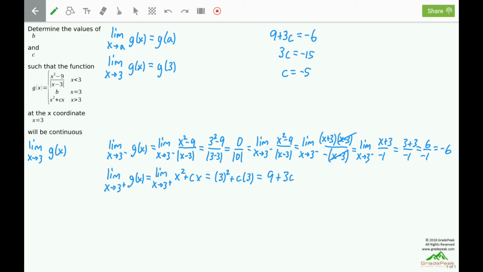But we also need this to equal g of 3. This only gives us the two-sided limit being the same value from each side. We want to compare it to g of 3. Now g of 3, looking at the split expression function, is right when we're at 3, and that's a value of b. And that value of b does have to match the results of both of the one-sided limits. So we can put that up here and equate it to those. And according to that, it looks like b equals negative 6.